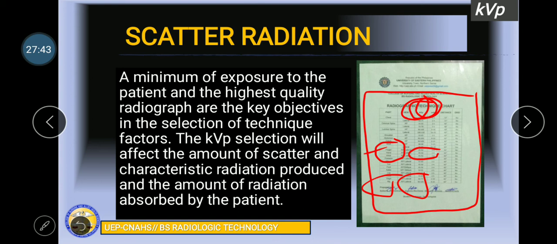So the kVp selection will affect again the amount of scatter and characteristic radiation produced and the amount of radiation absorbed by the patient. Kaya kung mapansin nyo, mas maliit yung kVp sa mga extremities compared sa lumbar, sa skull. Ayan, hanapin nyo na lang. So, kung wala lang pandemic, siguro gumagawa din kayo ngayon ng radiographic technique chart.